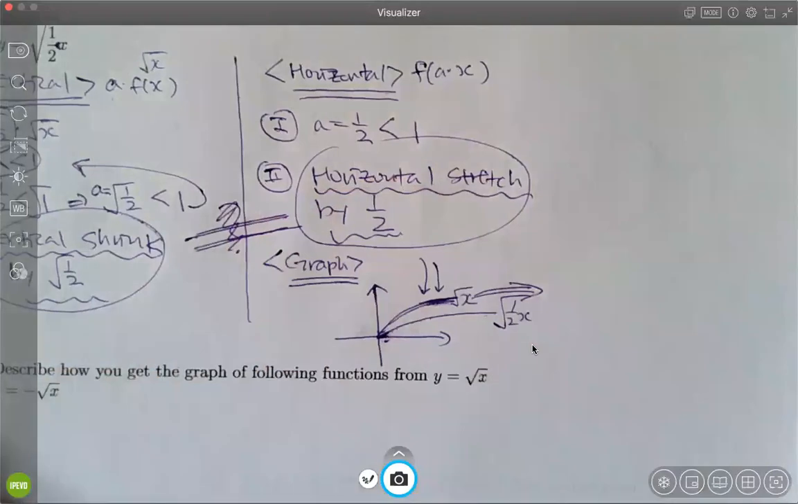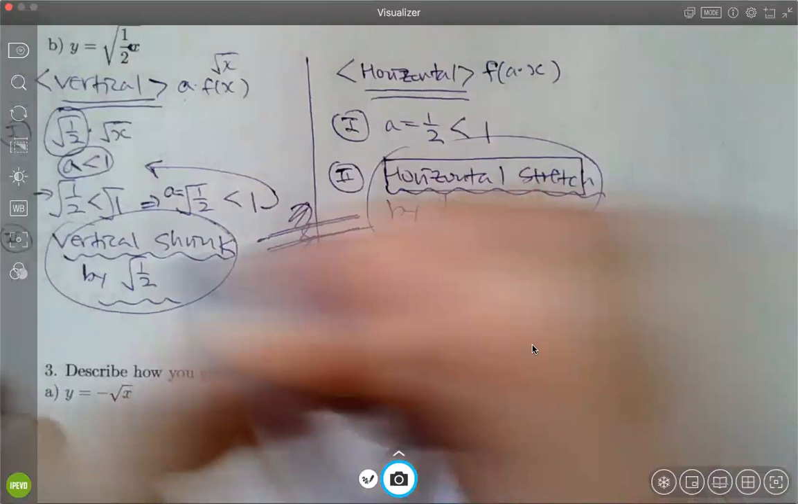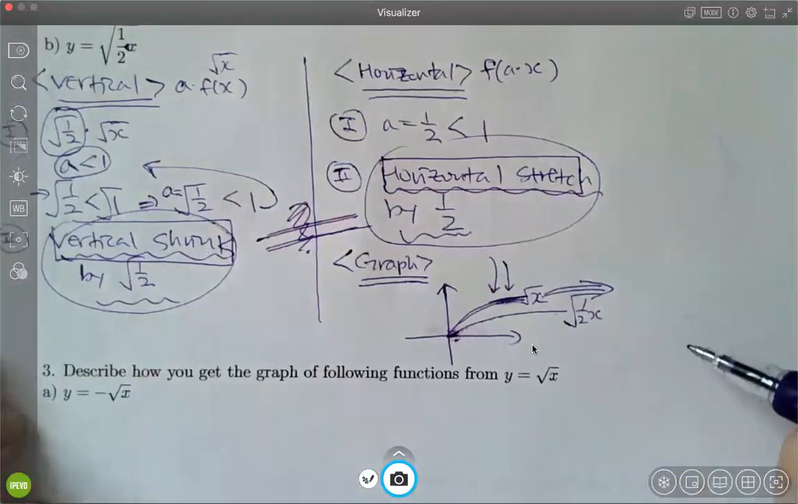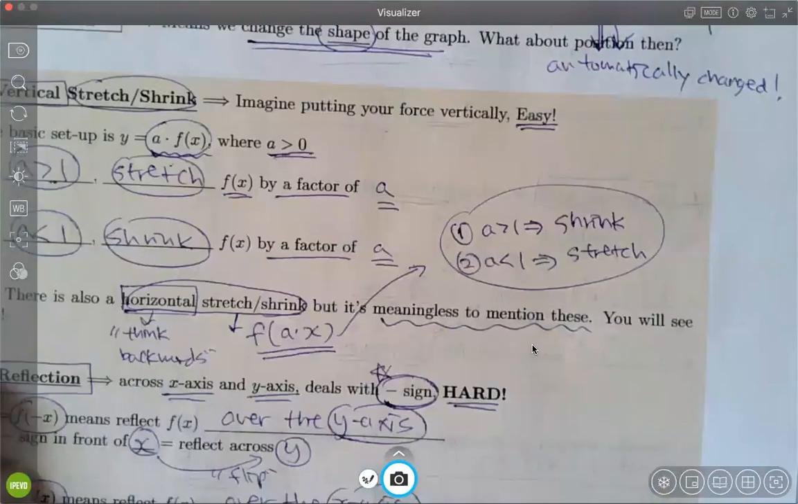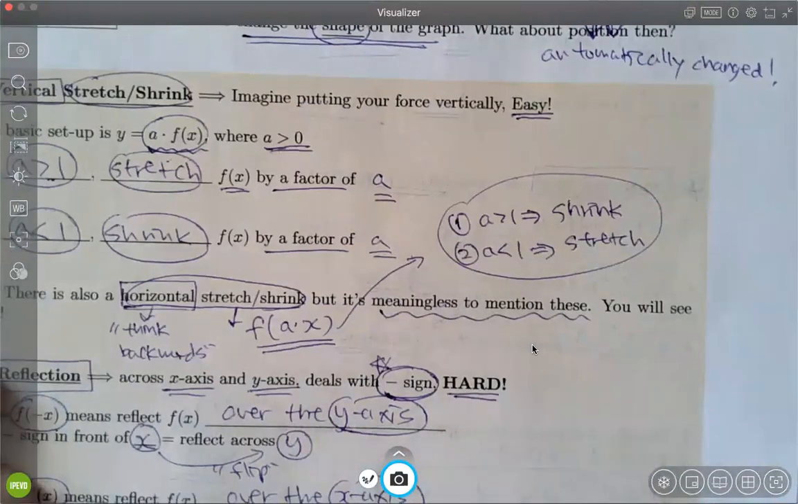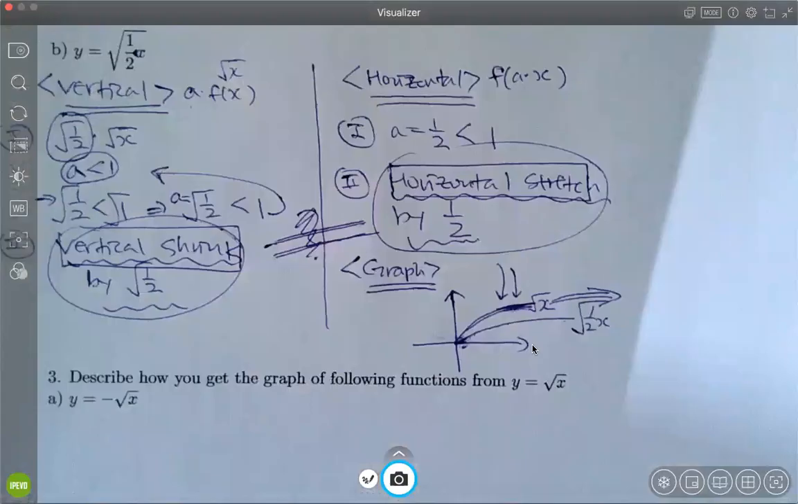So what do you notice here? The horizontal stretch is the same thing as a vertical shrink. And what can you say about vertical stretch then? It will be the same thing as a horizontal shrink. That's why I said earlier, you don't really have to know horizontal stretch and shrink. Of course it's worth knowing, but you don't have to memorize it, because you have to think opposite for the horizontal case.